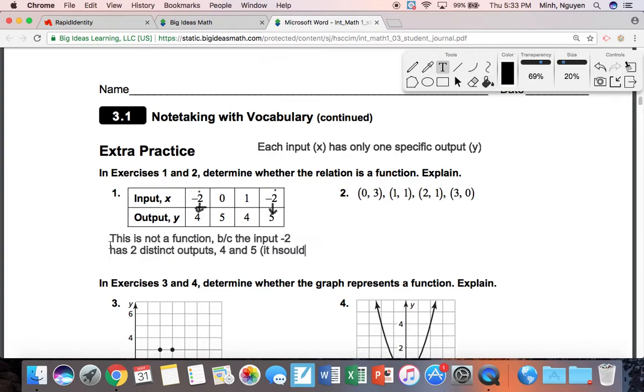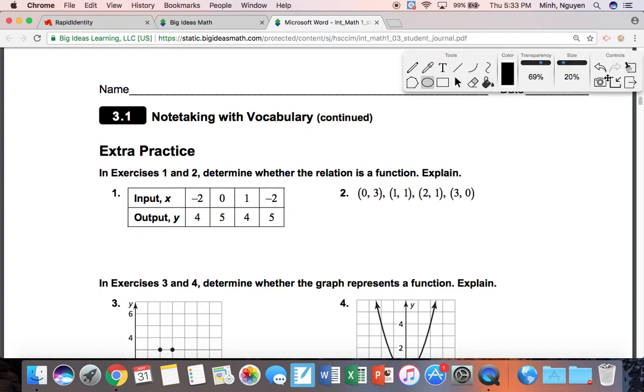It should only have one. So if there was a 4 there, right here, that would be fine because it would just be 4 and 4, and that's the same thing. If this instead was a 5, and that was a 5, that would also work. If they're the same thing, it still constitutes a function. If it is not, then it does not.